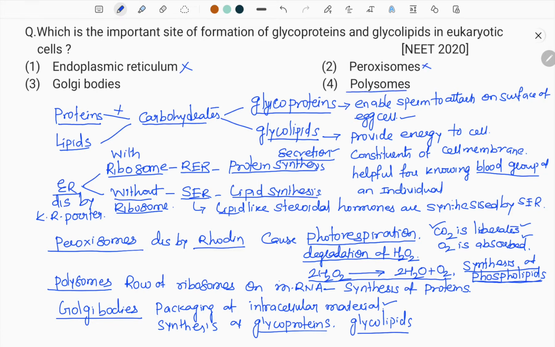Then coming to polysomes, they are ribosomes arranged in a chain on mRNA, called polysomes or polyribosomes. They are meant for translation of the genetic message present on mRNA to form proteins. So they don't make glycoproteins and glycolipids. So these are not the answer.